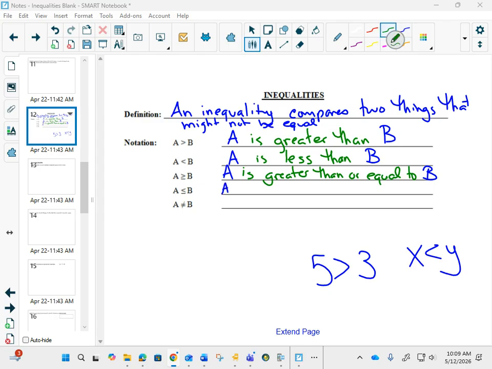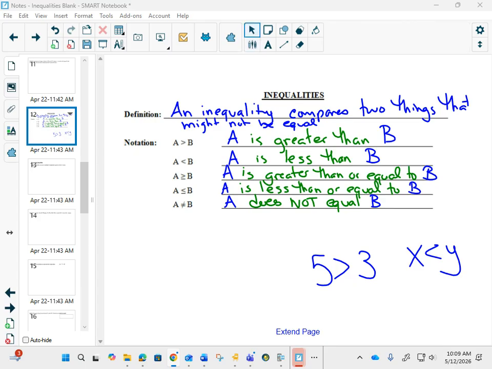The same thing with this one, less than or equal to. And finally, A does not equal B. These are our inequality signs.